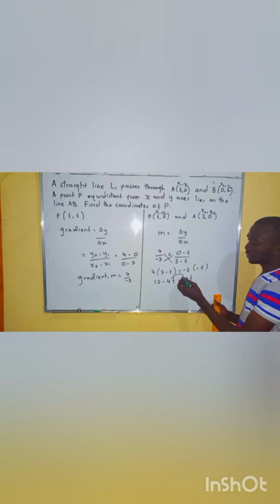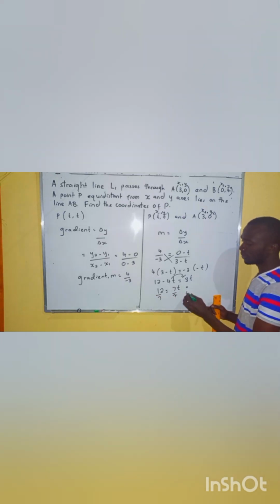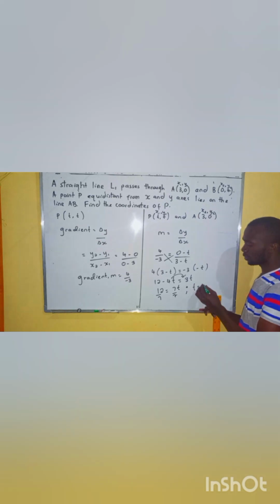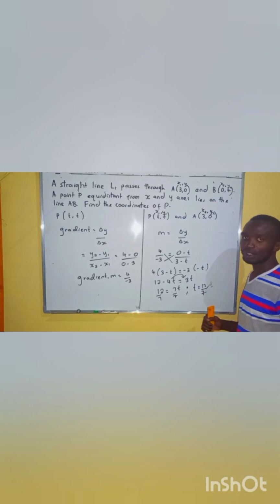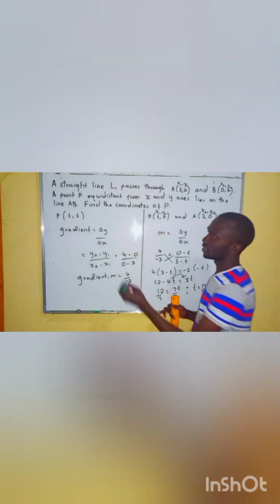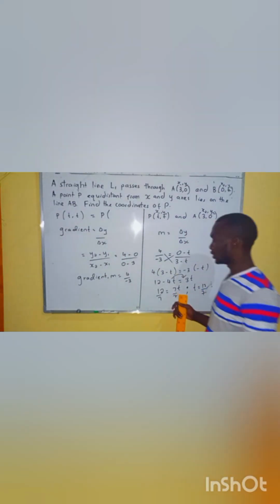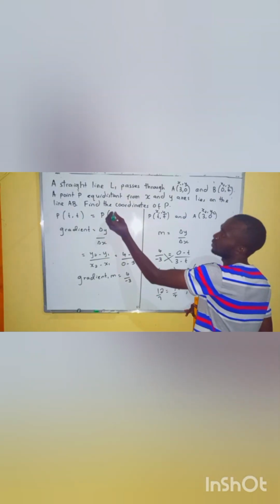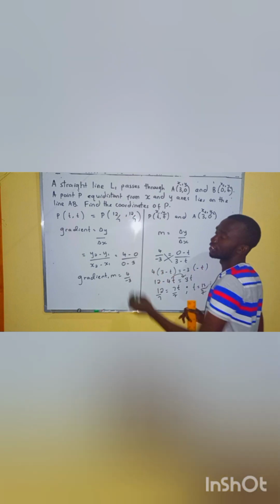Now moving negative 4t across, the equal sign becomes 12 is equivalent to 3t plus 4t, that gives you 7t. So divide both sides by 7. This implies that the value of t is equal to 12 over 7. Now if the value of t is 12 over 7, this implies that the coordinate of P is (t, t), so that is (12/7, 12/7). That is the coordinate of point P.